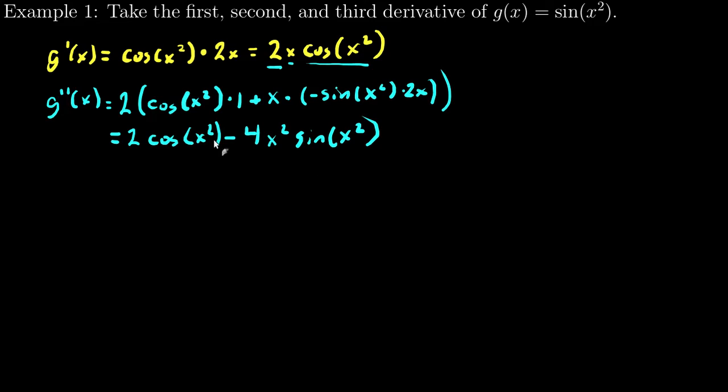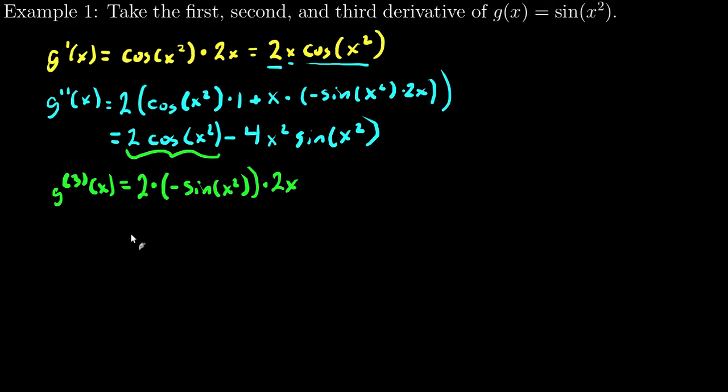And as you can see, this isn't too bad, but this is kind of ugly now. So when I'm going to the third derivative, I have to deal with this mess. And it's not terrible. So this part, well, 2 is a constant multiple, so bring down the 2. And the derivative of cosine of x squared is chain rule. Take the derivative of the outer function, I get negative sine of x squared times the derivative of the inner function, which is 2x. And that's easy enough to clean up.